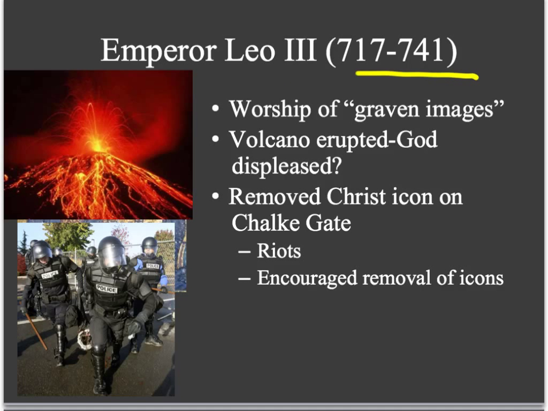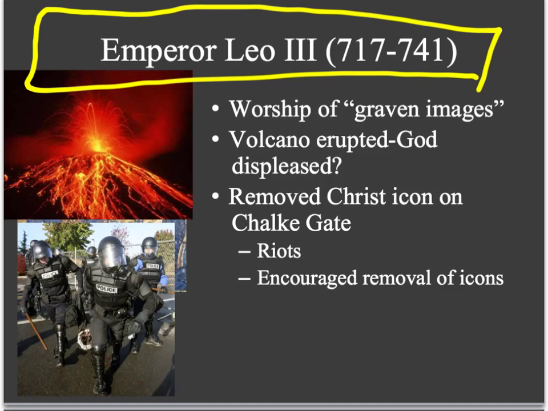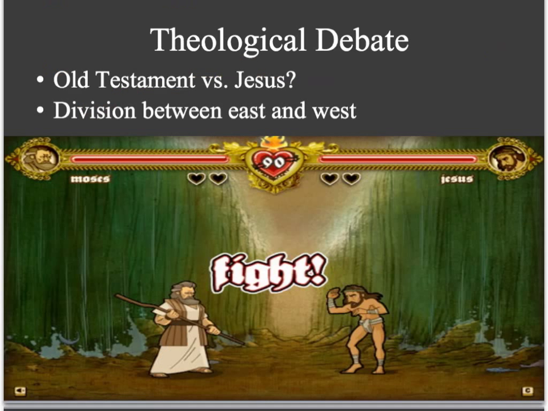Now, Emperor Leo III is the emperor of the Byzantine Empire. We're talking about the Byzantines. He sees these icons as bad, and he wants to get rid of what he calls graven images, including at one time a volcano explodes, and he interprets that as God being displeased with the icons. On the famous Chalke Gate to the Palace, he removes the image of Christ, a very famous picture. And what does that cause? It causes a bunch of people to riot. And the word iconoclasm refers to the destruction of icons, meaning the icons were actually destroyed as a result of Emperor Leo III.